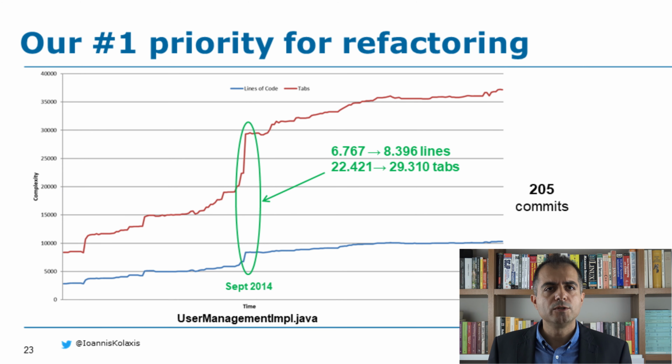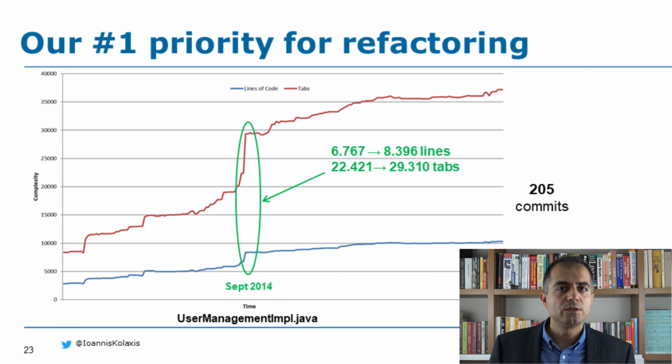Back in September 2014, we had to deliver a big, important feature. And there, we increased the complexity from 6,767 lines to 8,396 lines. Likewise, we increased the number of tabs from approximately 22,000 to 29,000. That's a huge increase in the complexity.